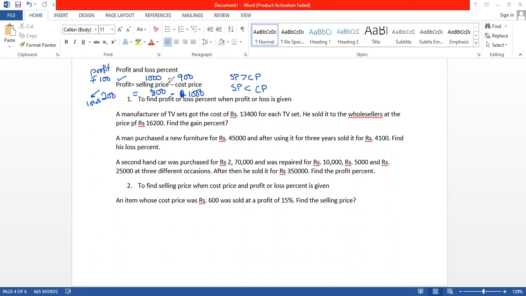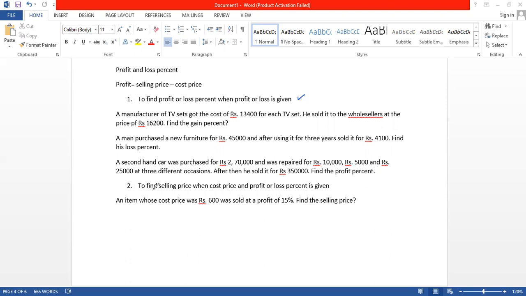Now the questions pertaining to this type would come in three forms. So let me just clear all of the drawings. The first form will be to find profit or loss percent when profit or loss is given. This is usually the easiest form of question. So the profit or loss can be easily calculated and you simply need to calculate the percentage. So these are three questions pertaining to this domain.